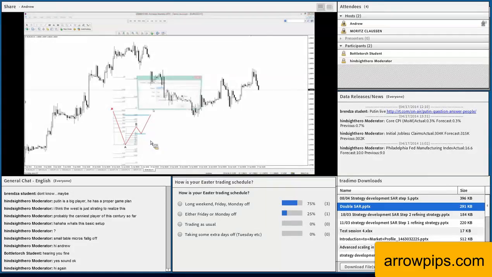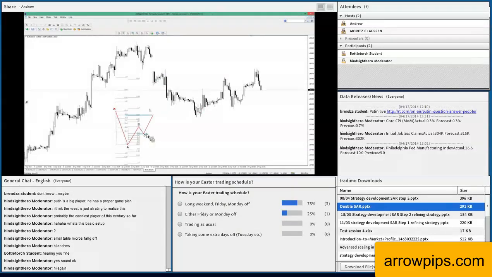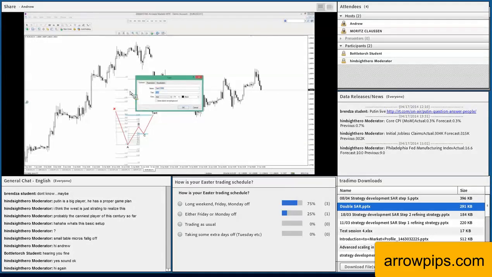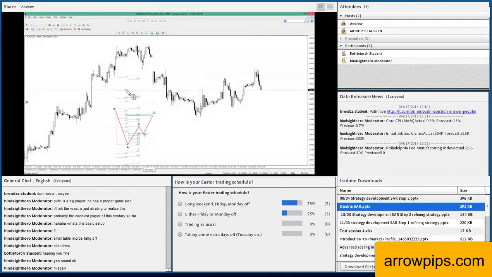So if we label this, we have C here, so it's X, A, B, C, and you're looking to trade the D point. That's the completion point. That's where we're looking to enter, and this is a bearish pattern, so we're looking for price to move down.